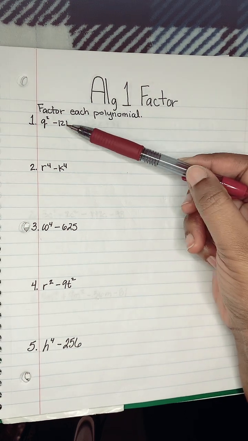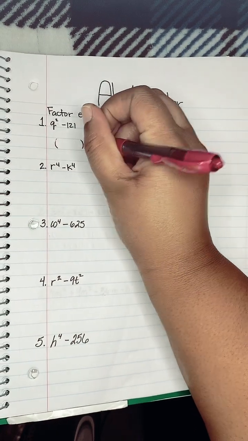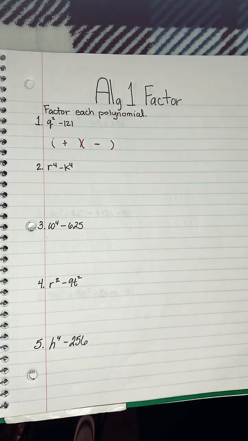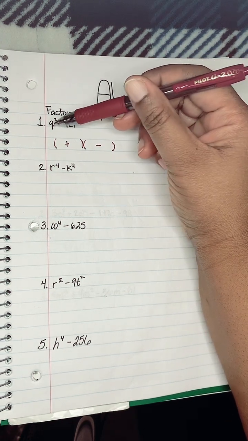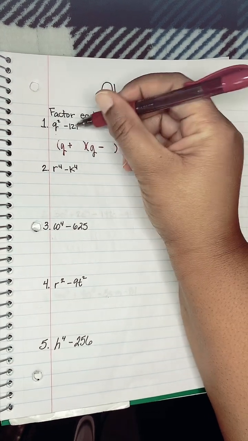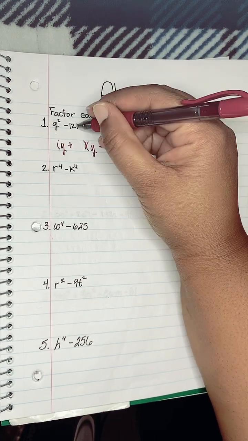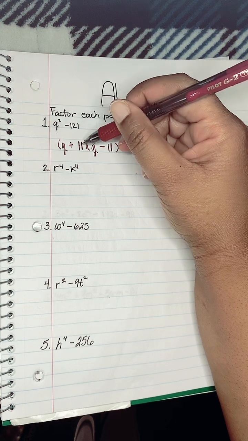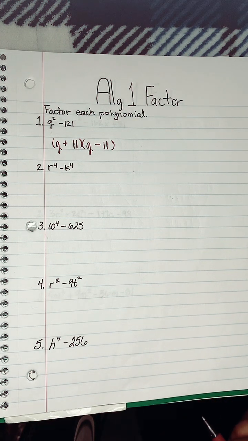This is called a difference of squares, okay? And a difference of squares says you're going to have two parentheses. Your operations are going to be plus and a minus, okay? And the thing about difference of squares is you have to think about what times what gives you q. So q times q. And then what times what gives you 121. But remember, you're thinking about a square. So 11 times 11 gets you 121. It has to be a number times itself to get you that. And that's how you factor a difference of squares.